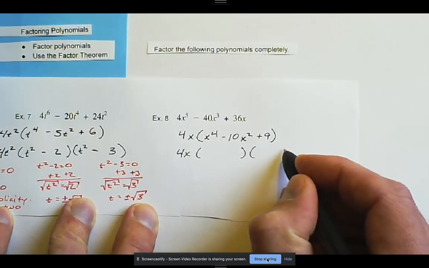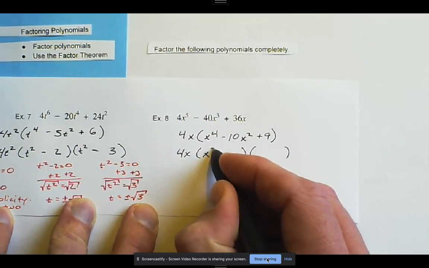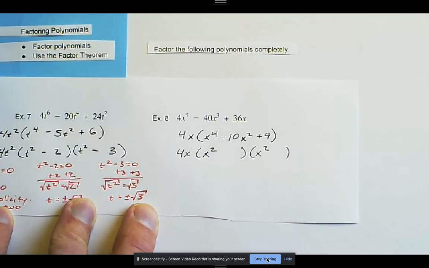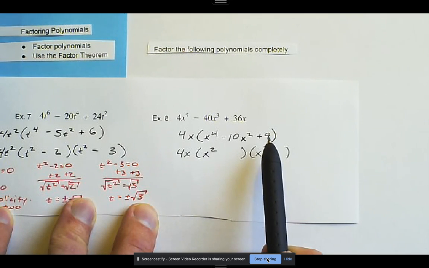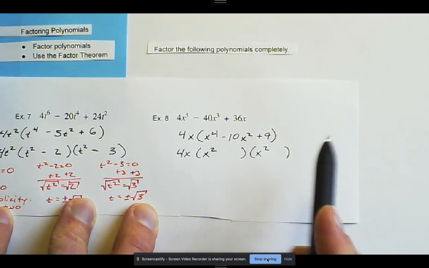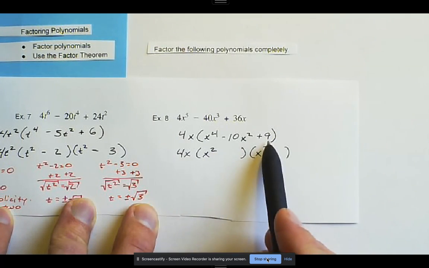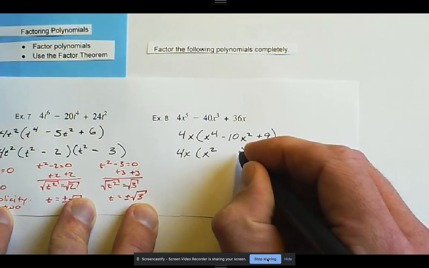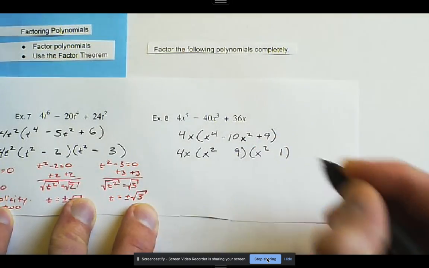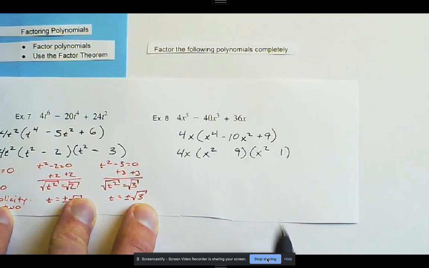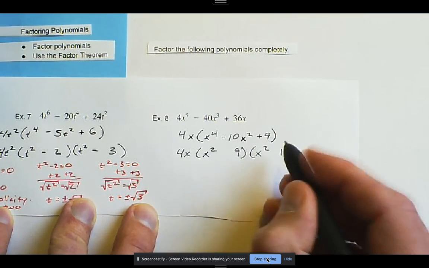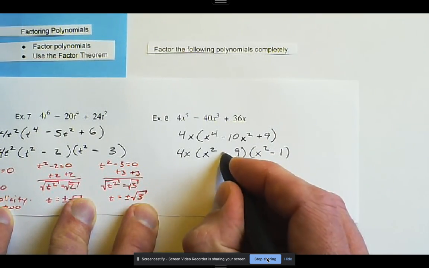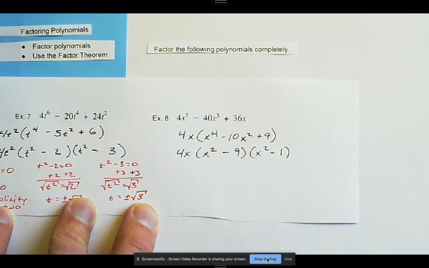So we have our binomial, and we have x squared and x squared, and then we want to figure out 2 numbers that multiply to positive 9 and add to negative 10. Normally we'd say 3 and 3, but 3 plus 3 is 6, so that's not going to work. So let's try 9 and 1. And in order to get them both to be positive, we have to multiply 2 negatives together, and then those will add together to negative 10.